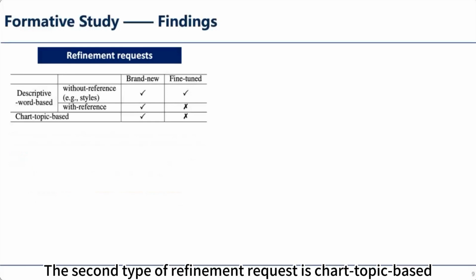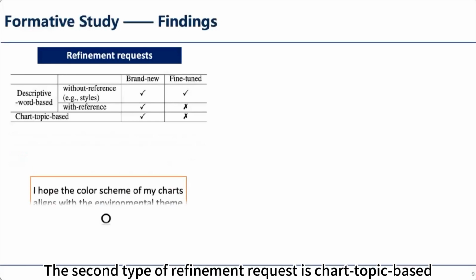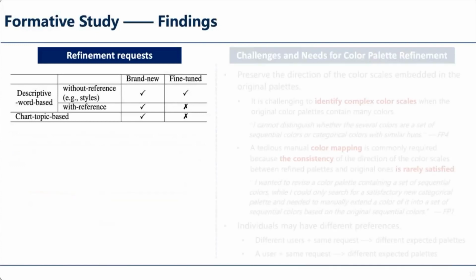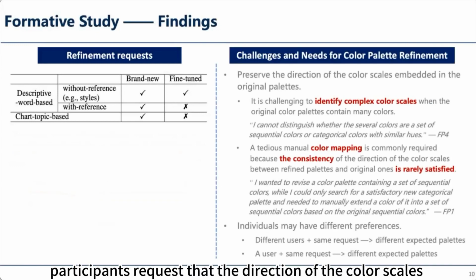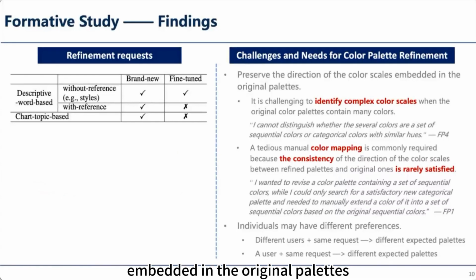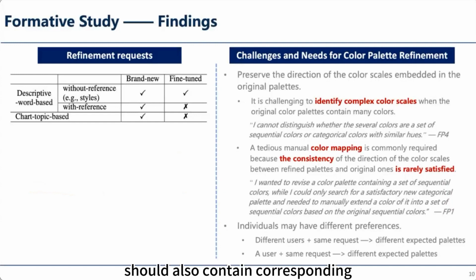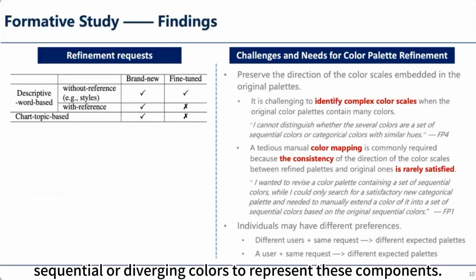The second type of refinement request is chart topic based, where participants hope to make the chart's color palettes align with specific topics. When refining color palettes, participants request that the direction of the color scales embedded in the original palettes should be preserved in the refined palettes. For example, if some components of a chart are denoted by sequential or divergent colors, the revised color palettes should also contain corresponding sequential or divergent colors to represent these components.